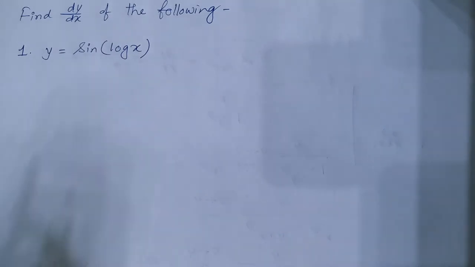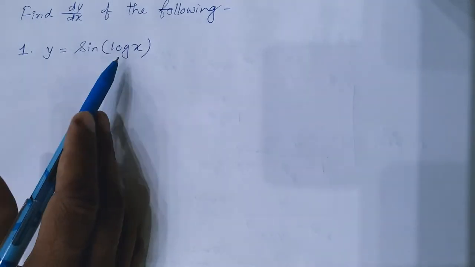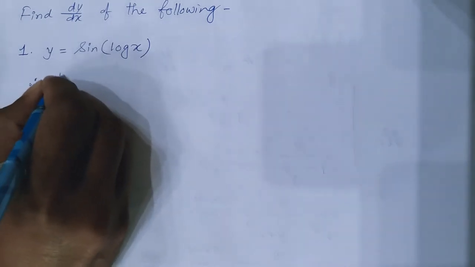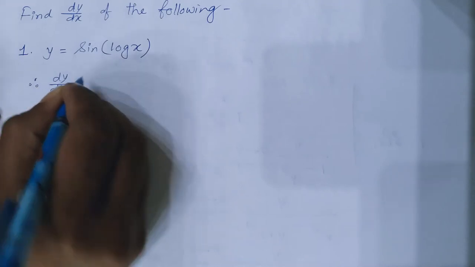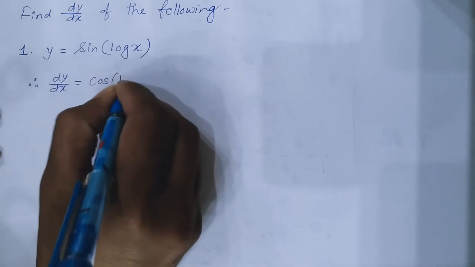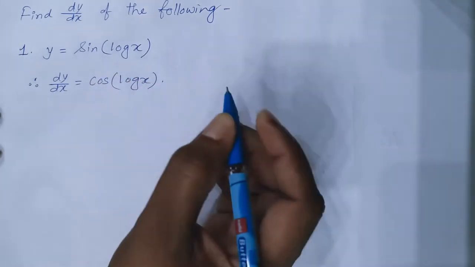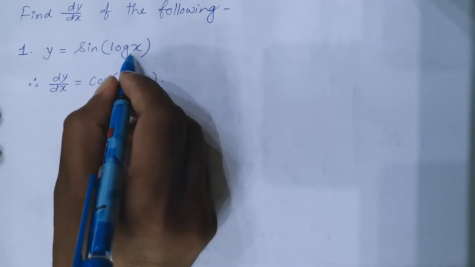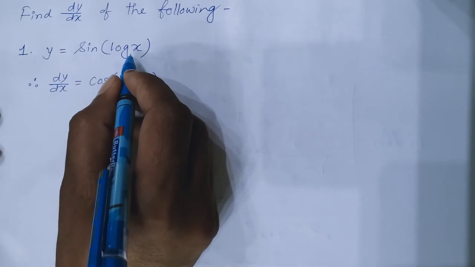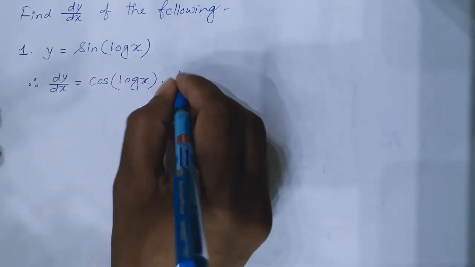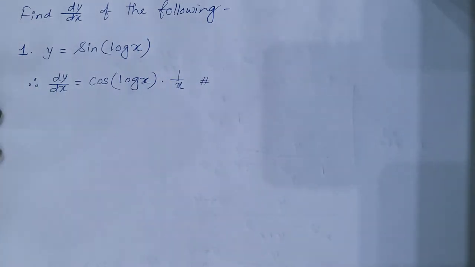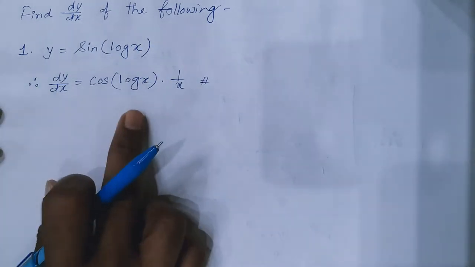So we begin with a very simple question. y is equal to sine of log x. Very easy question. So directly you can write dy/dx is equal to, here the primary function is sine, so the differentiation of sine is cos. Log x remains the same. And then by the chain rule, the derivative of log x. We already know the derivative of log x, the base is not written here, you should consider it as e. So the derivative of log x is simply 1 by x. And this is the answer. Very simple.